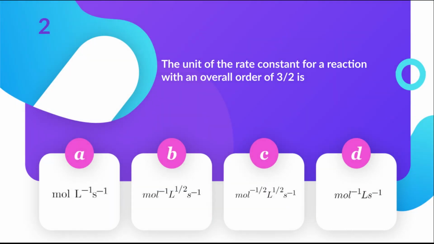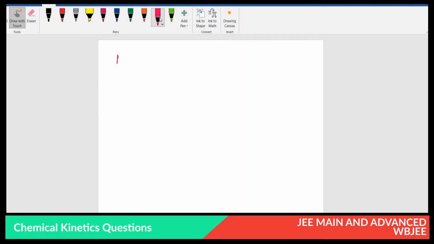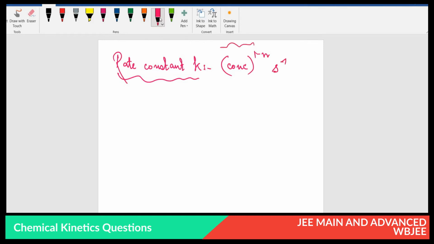Now the next question states the unit of the rate constant for a reaction with an overall order of 3 by 2. Okay. Now, rate constant K of any reaction can be given as concentration to the power of 1 minus n into second inverse. Alright. Now, this is one formula you should always keep in your mind for your competitive exams. This is very, very important, students. Just so that you can get to the answer very quickly.